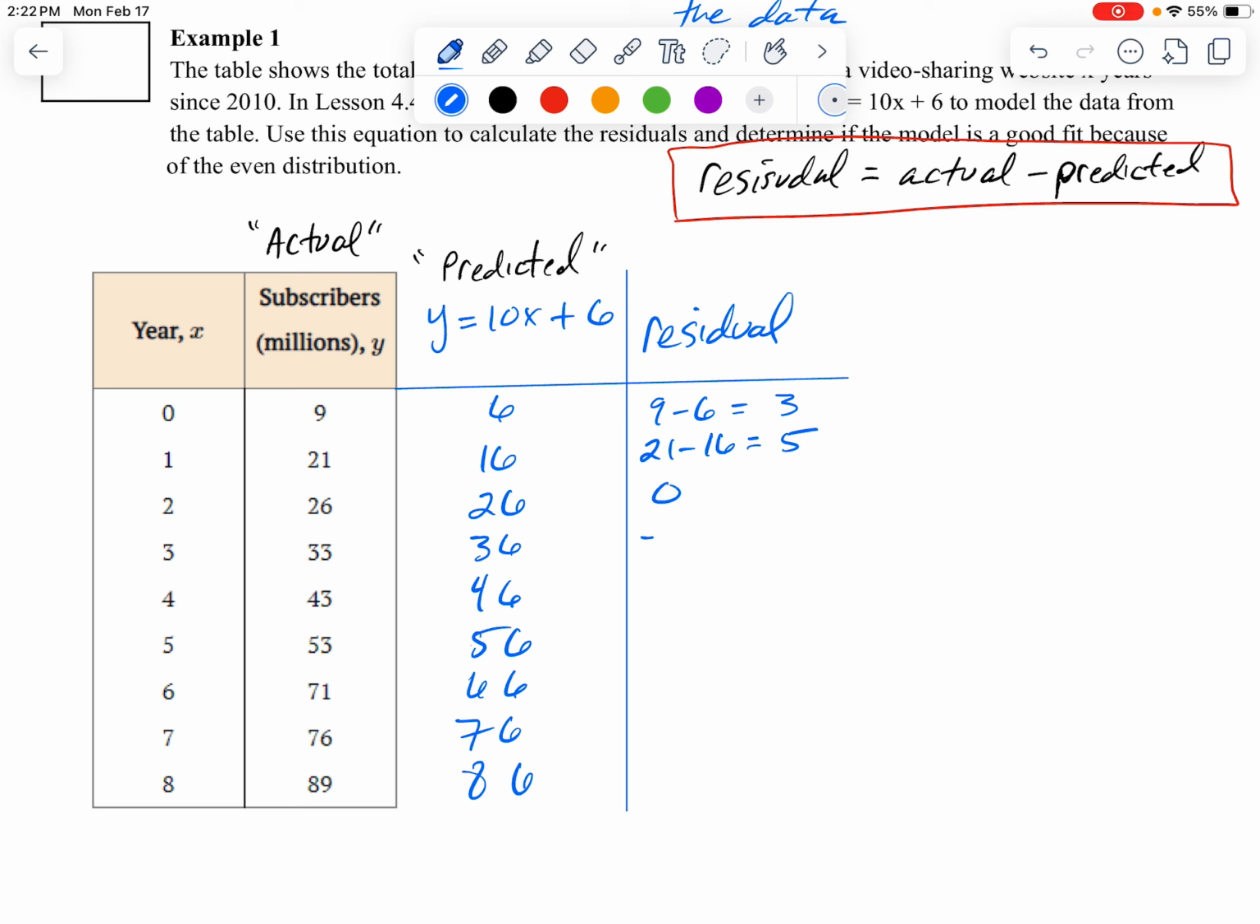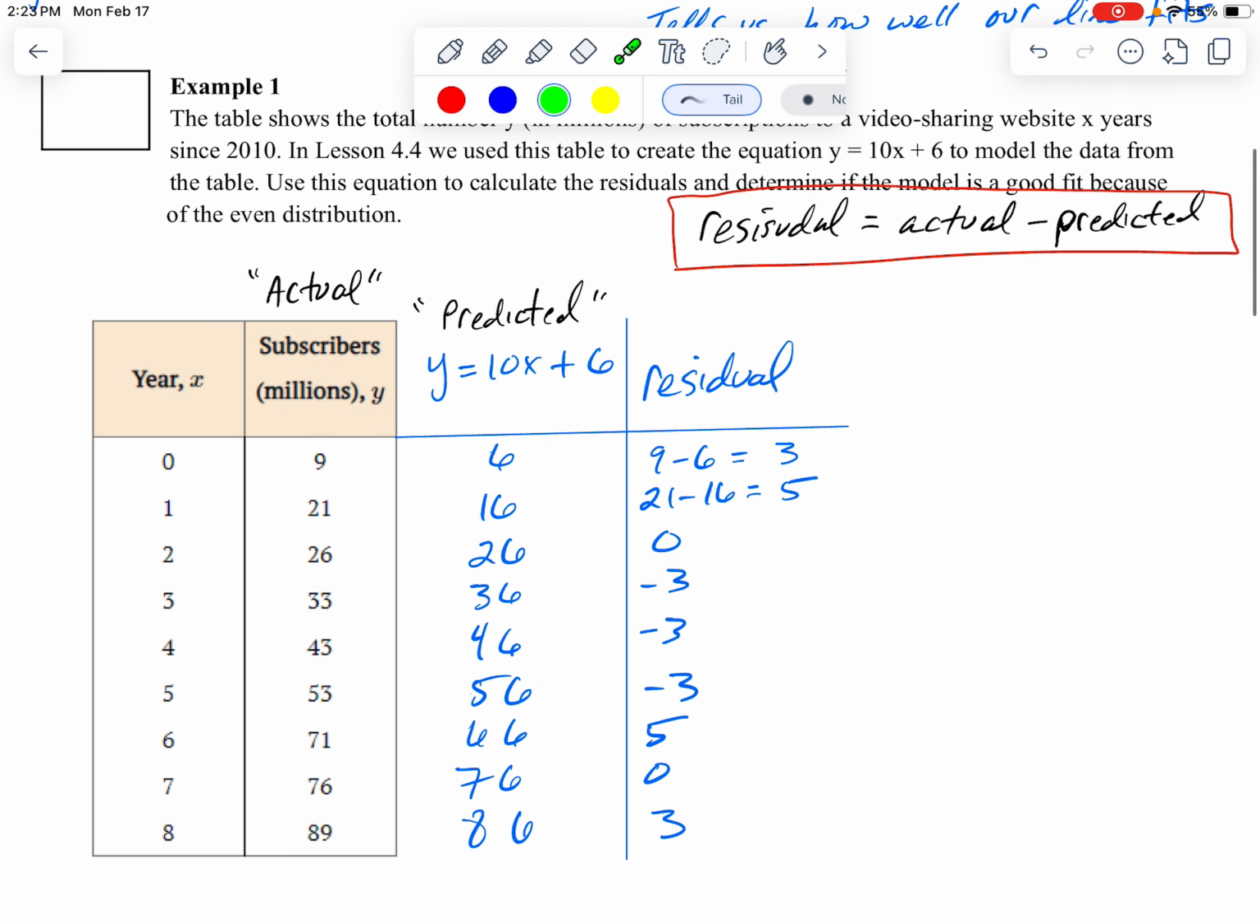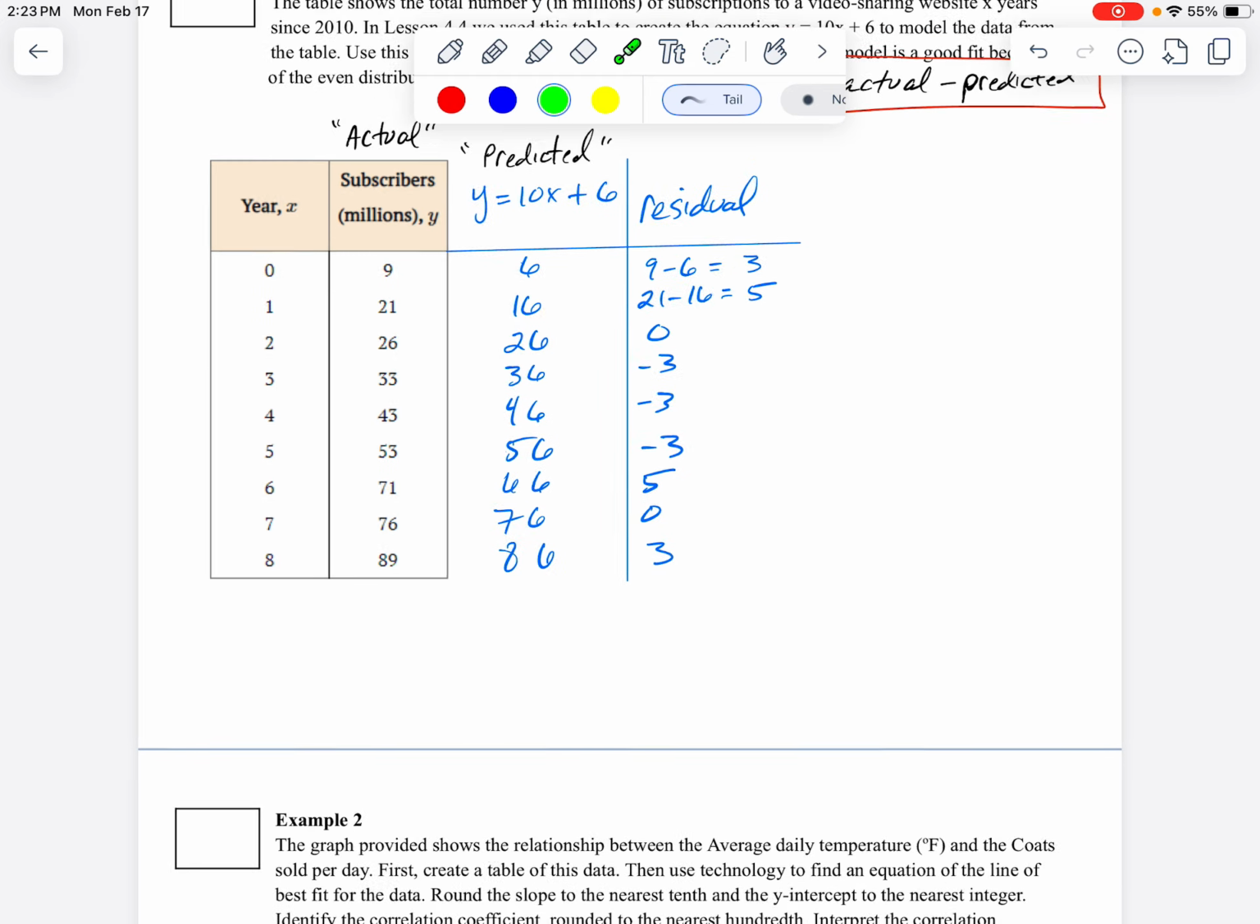0, -3, -3, -3, 71 minus 66 is 5, 0, 3. So notice some of these are positive, some are negative. Like I mentioned when I showed you the graph, positive values are above the line of best fit. Negative values would represent points below the line of best fit. And so what we're looking for when we're trying to determine if the model is a good fit, we're looking for a couple things.